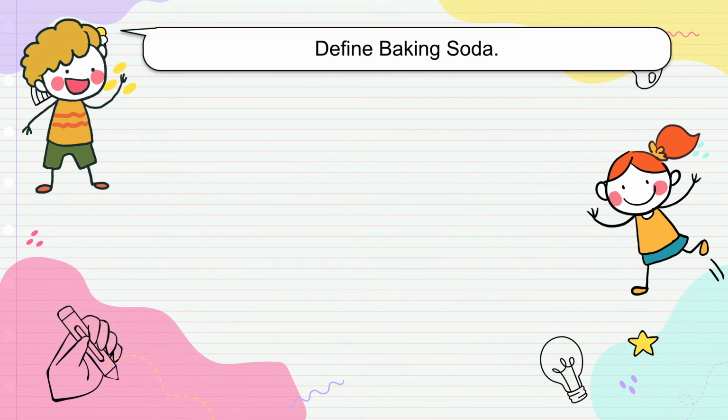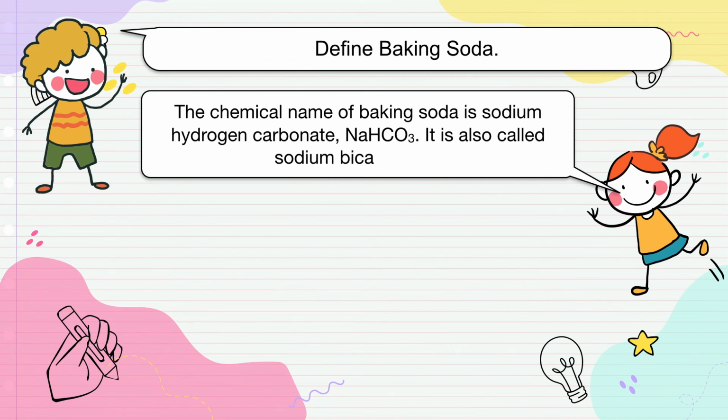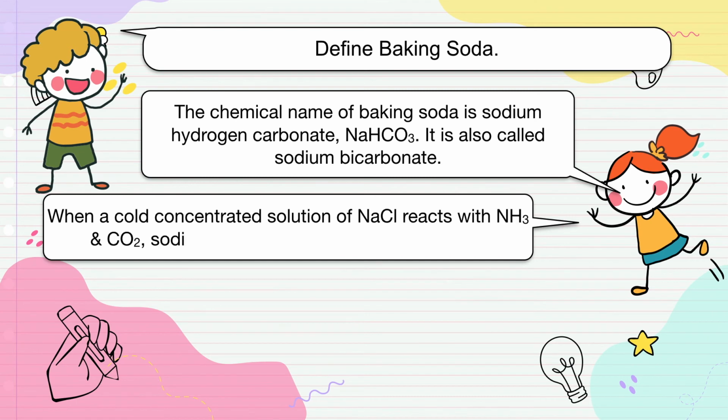Define baking soda. The chemical name of baking soda is sodium hydrogen carbonate. It is also called sodium bicarbonate. When a cold concentrated solution of sodium chloride reacts with ammonia and carbon dioxide, sodium hydrogen carbonate is produced.